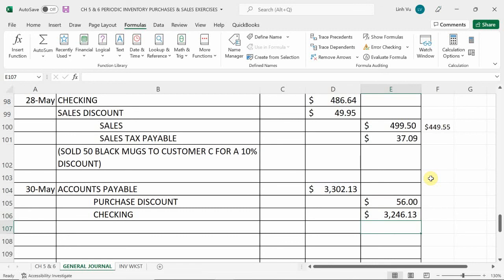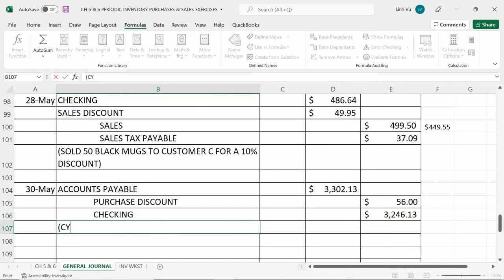And because I've received the discount, I'm paying him $56 less. So therefore, $3,246.13 is what I'm going to pay. All right? And of course, I'm going to make my note here saying that I'm paying Cuppy's Co.